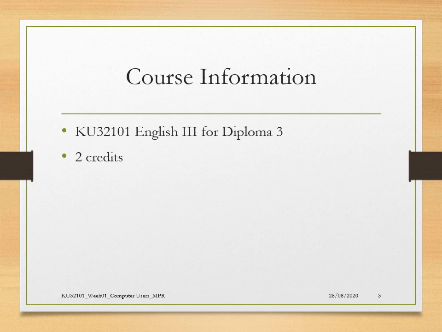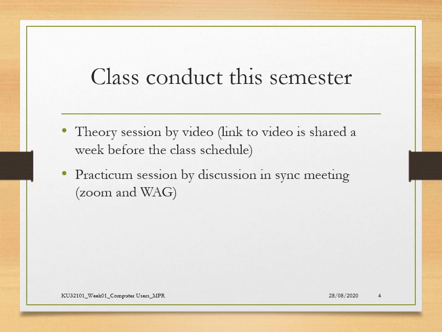Now, as you can see, the course code for English 3 for Diploma 3 is KU32101. So you need to remember this. And then the load for this course is 2 credits. That's the fundamental thing.